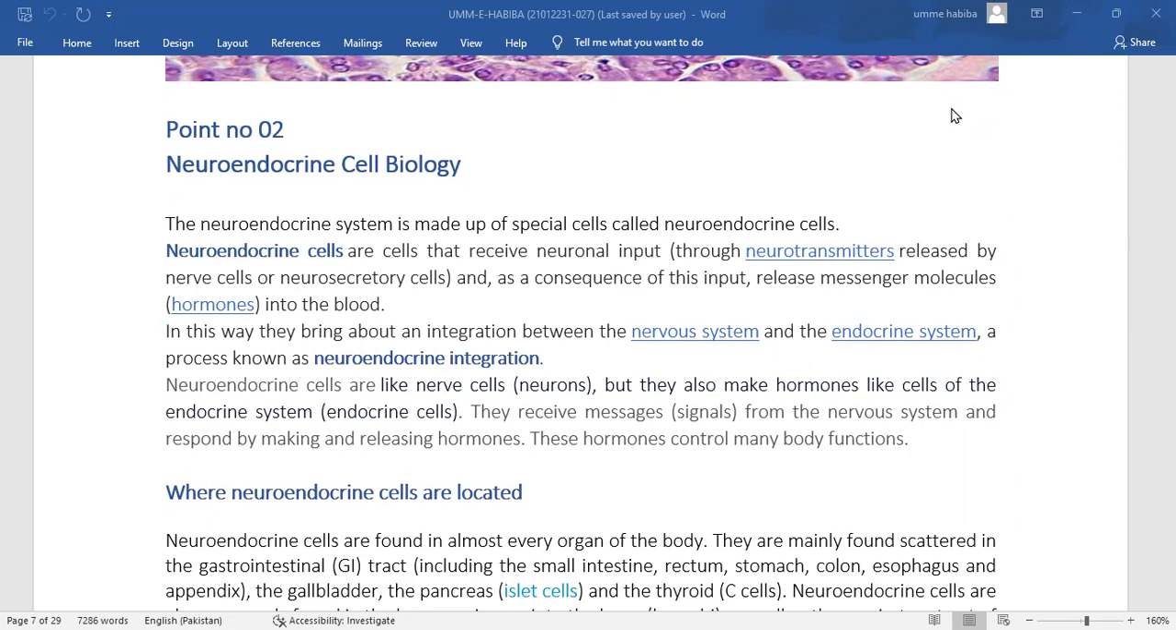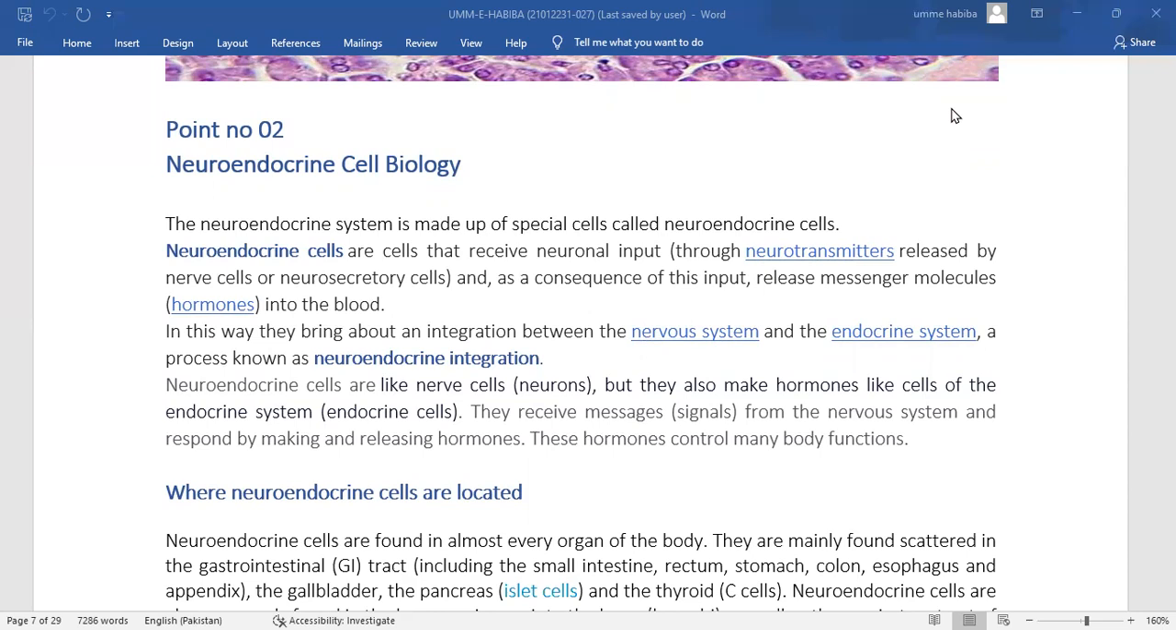and as a consequence of this input release messenger molecules, hormones, into our blood. In this way, they bring about an integration between the nervous system and our endocrine system. This process is known as neuroendocrine integration.